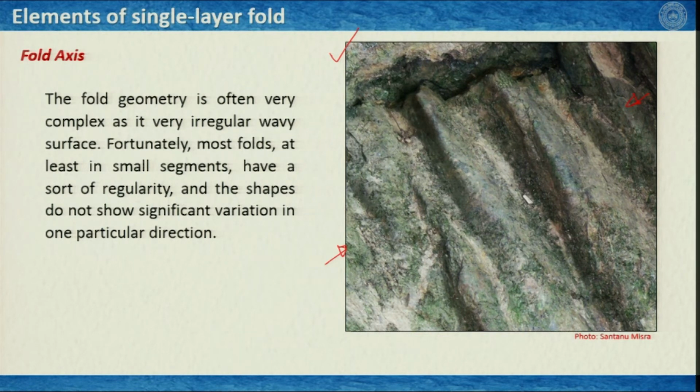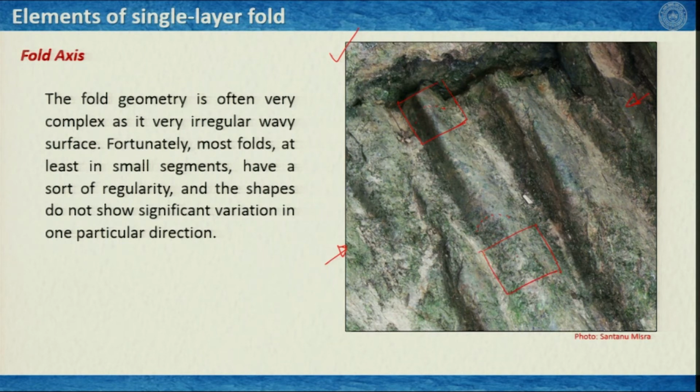Now, you see that if I talk about the interlimb angle that we have just learnt, if we can measure this interlimb angle here, and if we can measure the interlimb angle here, these two would be very, very different. So, on a single folded surface, the interlimb angle is changing. We can also figure out the overall geometry. Here I have a very distinct fold, and here the fold has almost disappeared.